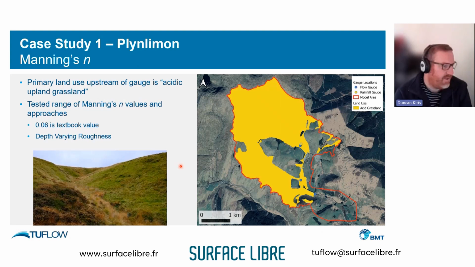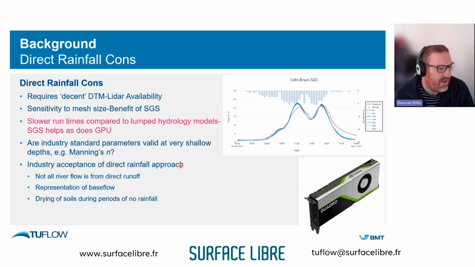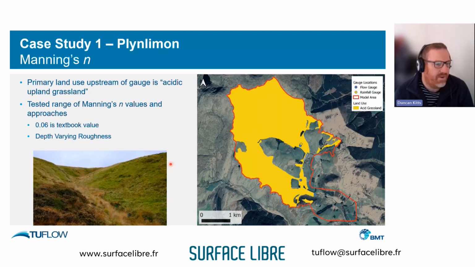So I just go back. Industry standard parameters. One of the things that came up with this particular study is that we were looking at the land cover. Most of it is what's termed acidic upland grassland. And if you go to a textbook, the typical value for that is 0.06.